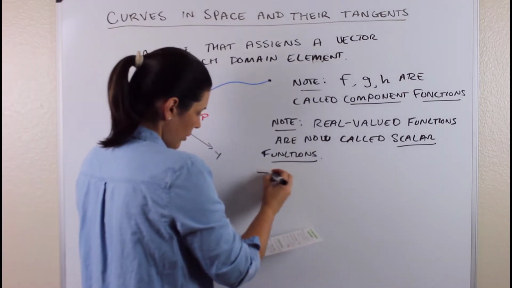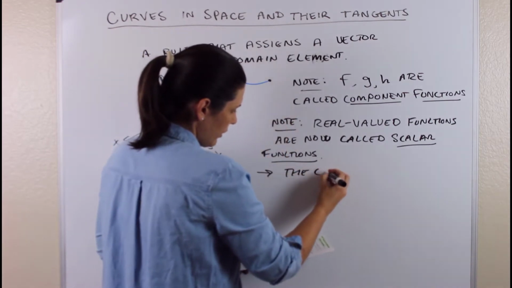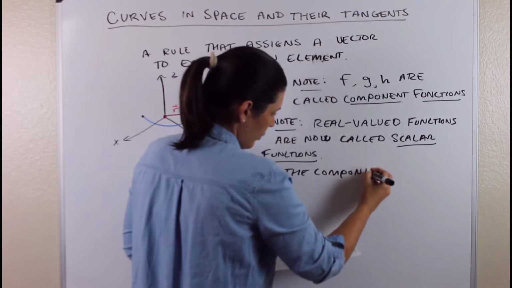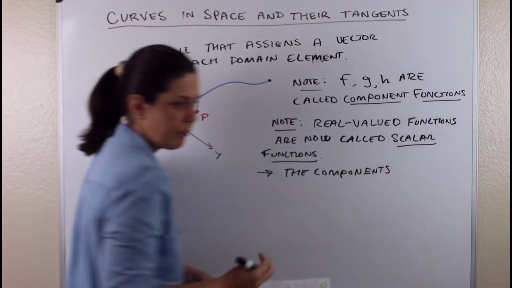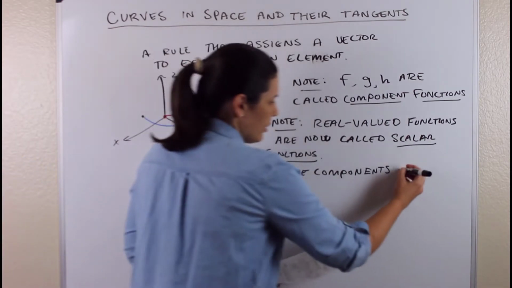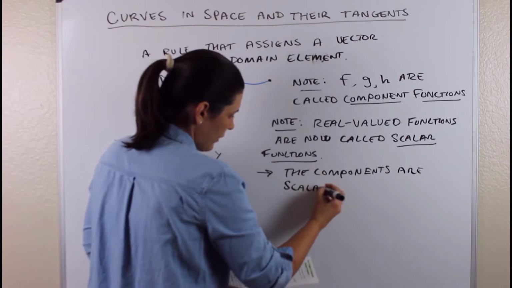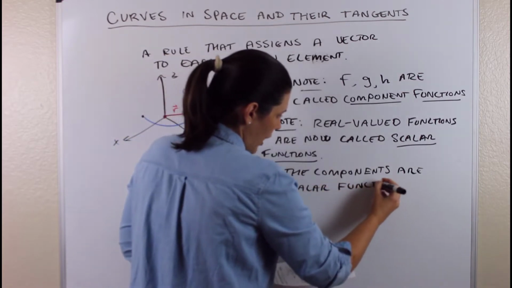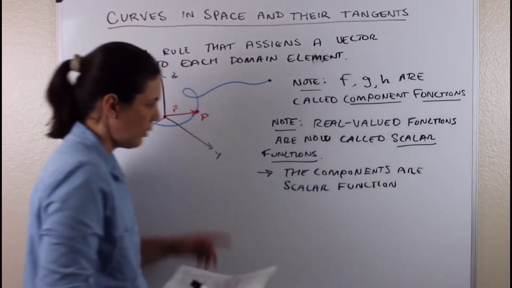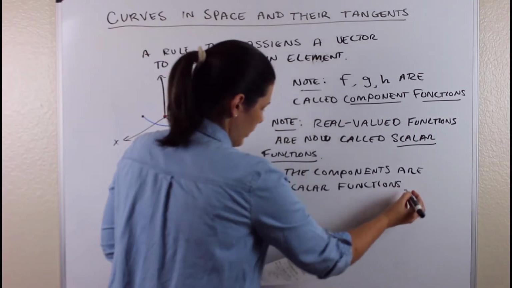Then, putting these two things together, if you plug in numbers for t into our functions f, g, and h, the components are actually all scalar functions, because you're going to get a number out that tells you where to plot your point in terms of x, y, and z. Scalar functions.